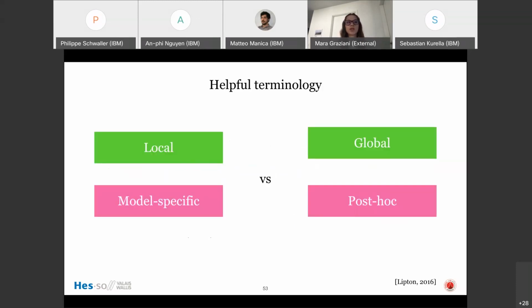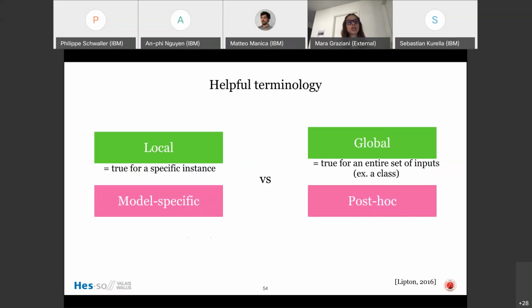Before, I'd like to give you some terminology that we might find helpful as we go over with our overview. There are, for instance, local versus global explanations and model-specific versus post-hoc approaches. These terms are useful to cluster the interpretability methods in smaller classes that highlight or measure the differences among them so that given a problem, it's easy to find what set of techniques may be the most appropriate.